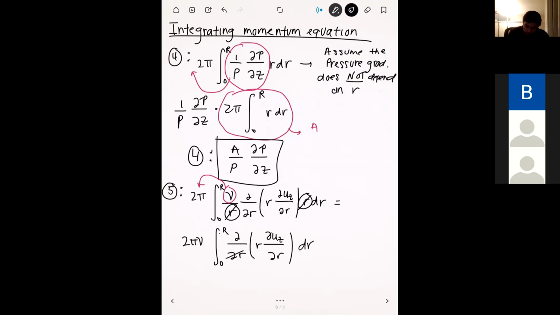These dR's are going to cancel out with each other. And then when we integrate, the integration is going to take care of this partial term up here, okay? And so what we get from this is 2 pi nu times r, big R, times partial uz partial r, evaluated at r is equal to big R, okay?